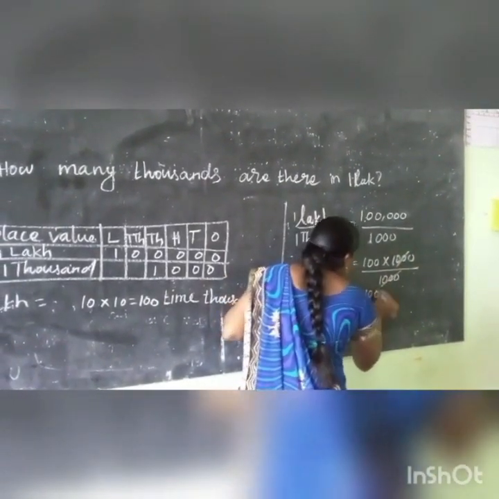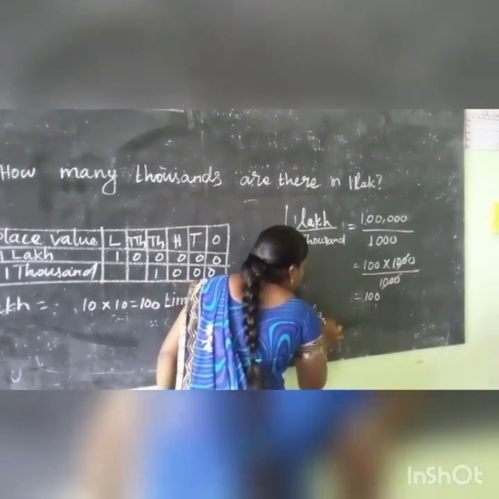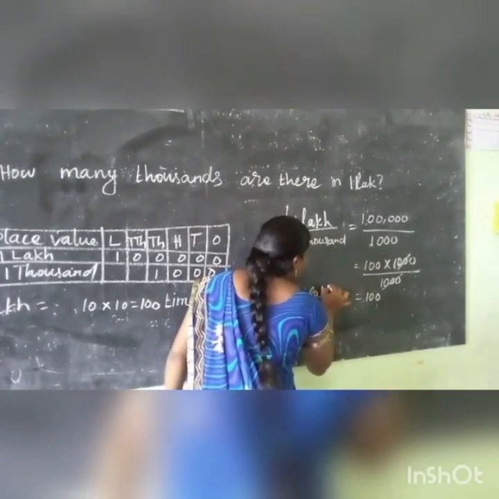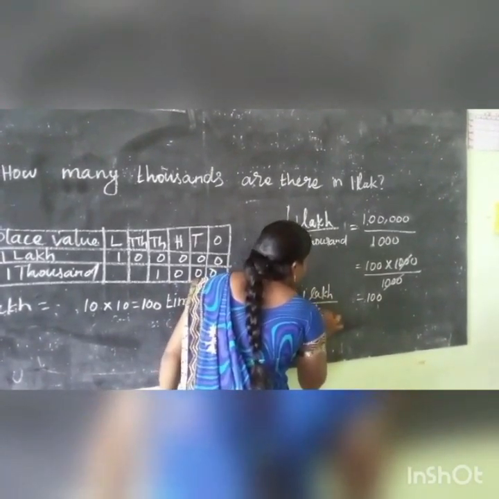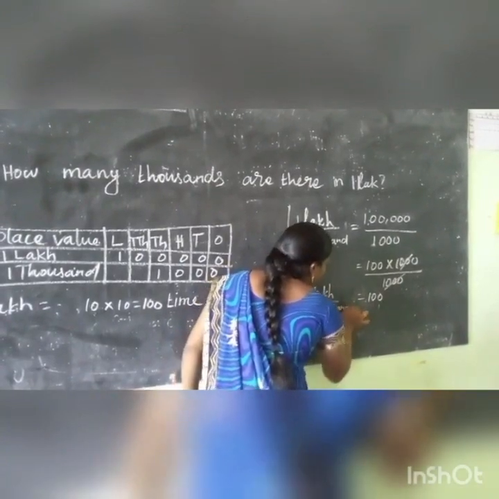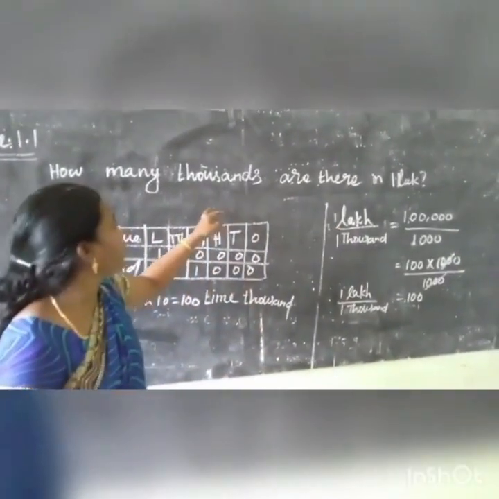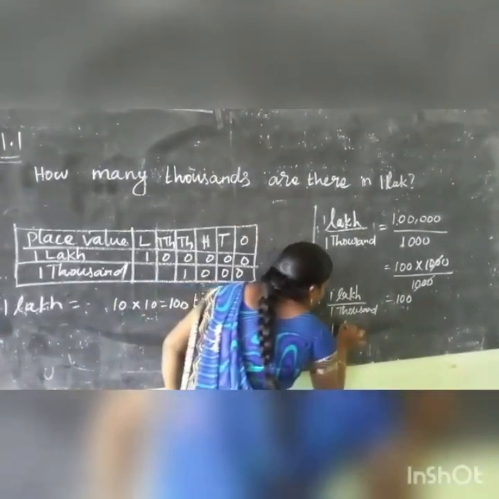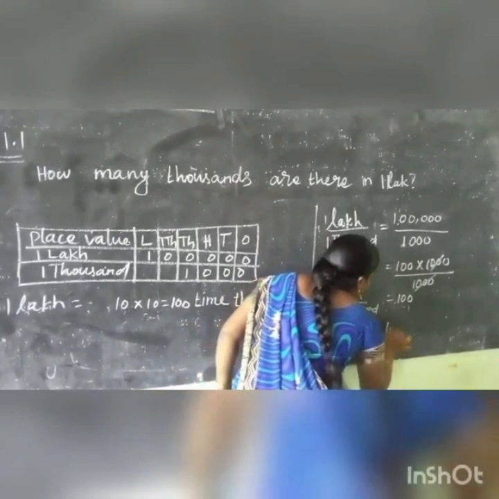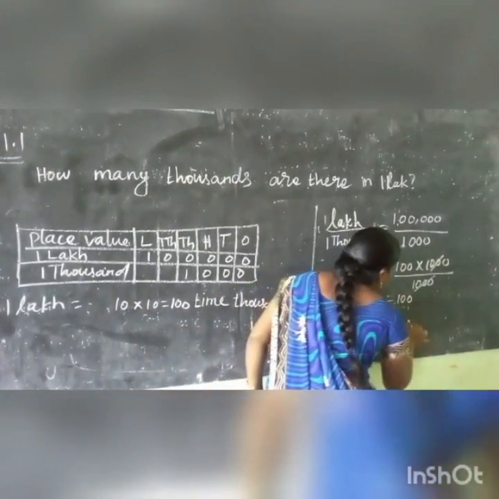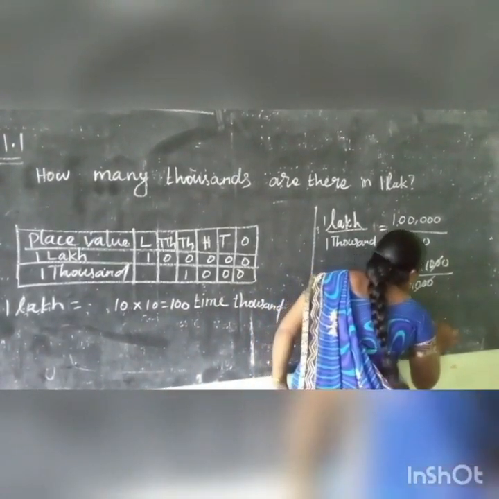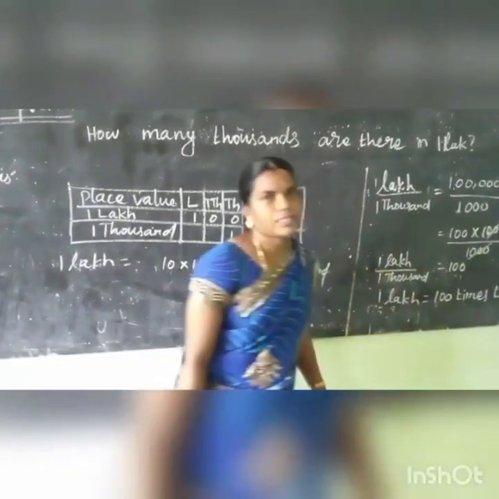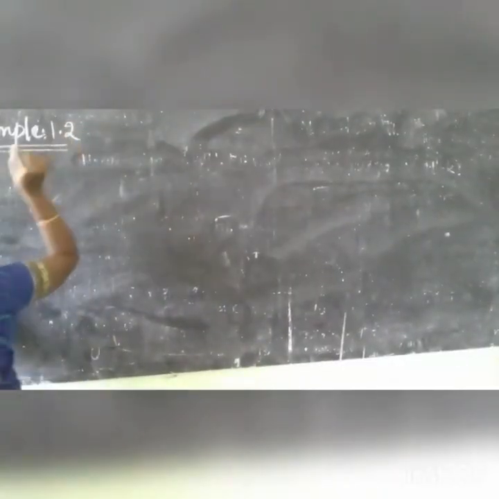So, 1 lakh equals 1 lakh by 1,000, which equals 100. The question is how many times: how many thousands are in 1 lakh? So 1 lakh equals 100 times 1,000. Okay, understand?